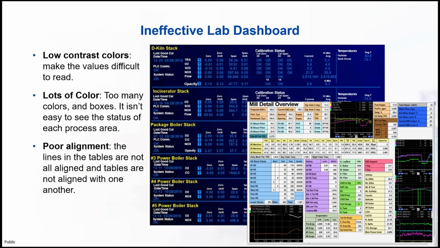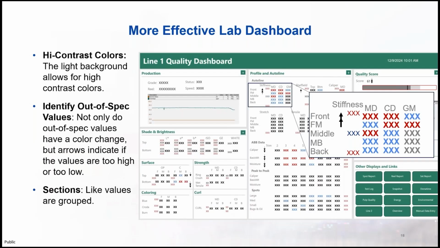So we want to make sure things are aligned, we're not using too many colors, our colors are indicating important information, and there's enough contrast between our colors for readability. So let's take a look at a more effective lab dashboard. In this case, we're using high contrast colors. We have a light background that allows us to use more of those high contrast colors, and I am using red, blue, and black or gray to indicate those different colors.